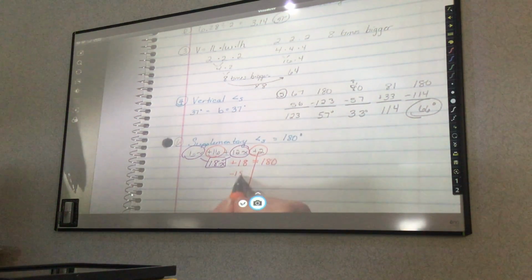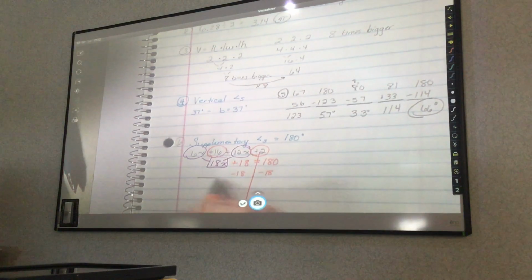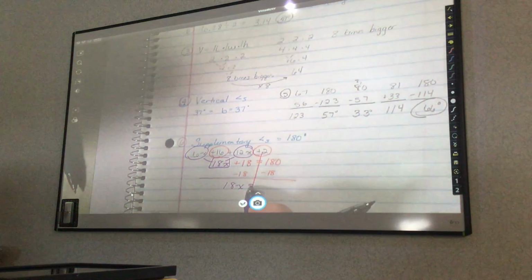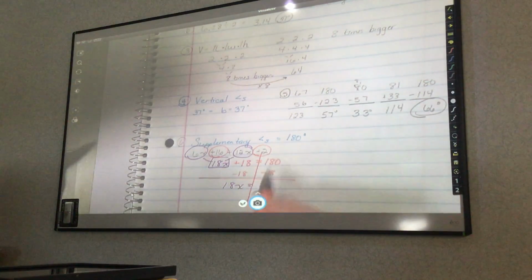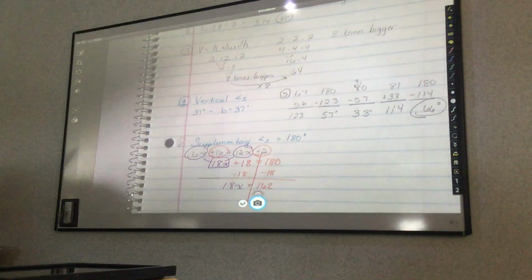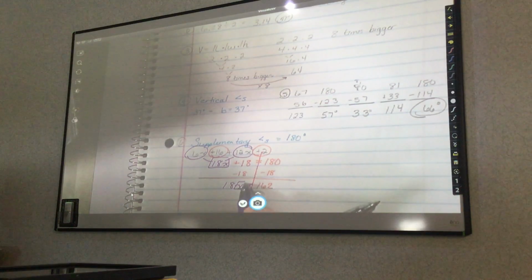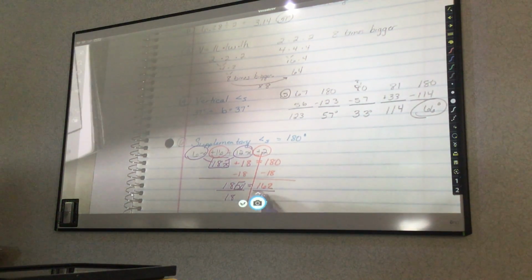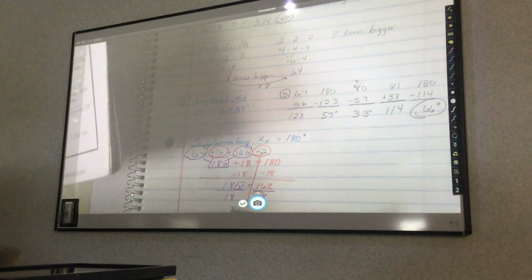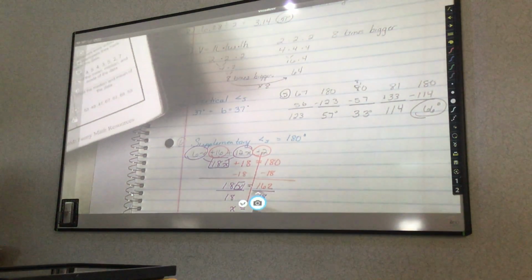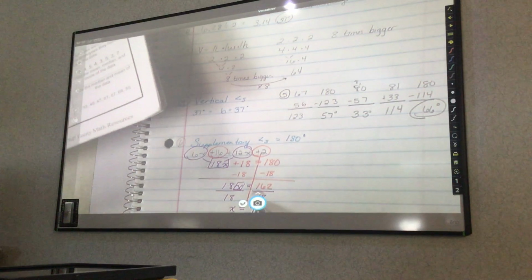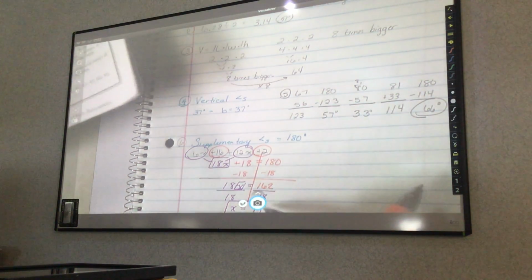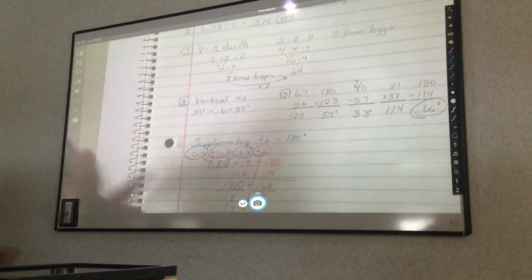Subtract 18 from both sides. So I'm left with 18x equals 162. Box my x. Divide by 18. If I would just put that in my calculator, my answer is 9. But you're showing all of your work until you get down to here.